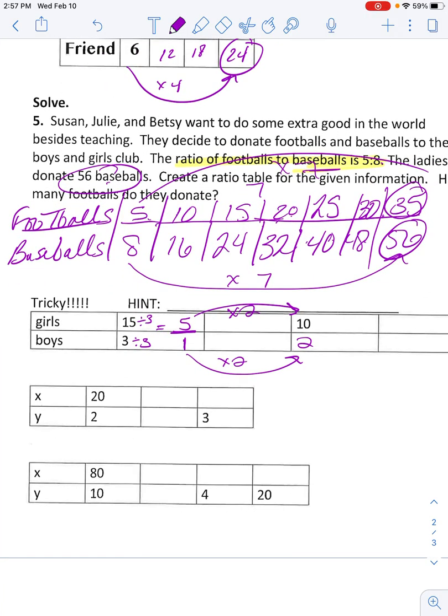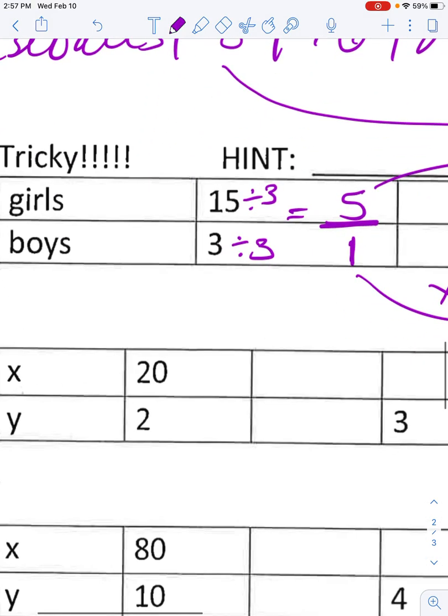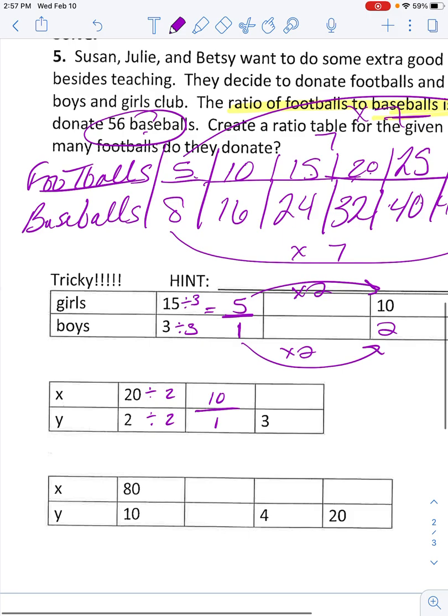Let's look at this next one. The ratio is 20 to 2. Can't get from 2 to 3, so that means you probably are able to simplify. Let's simplify this ratio. Okay, 10 to 1. Now I know how to get from 1 to 3. Multiply by 3. Multiply the top by 3.